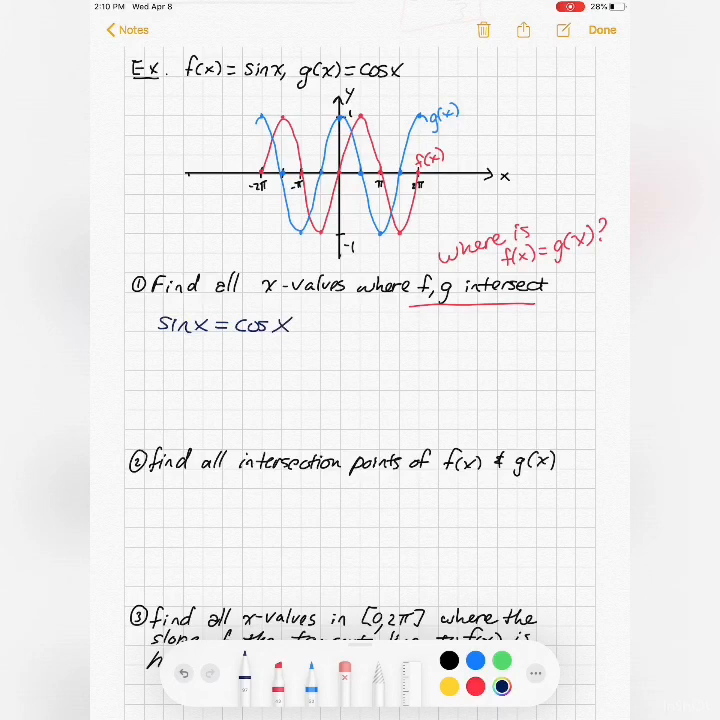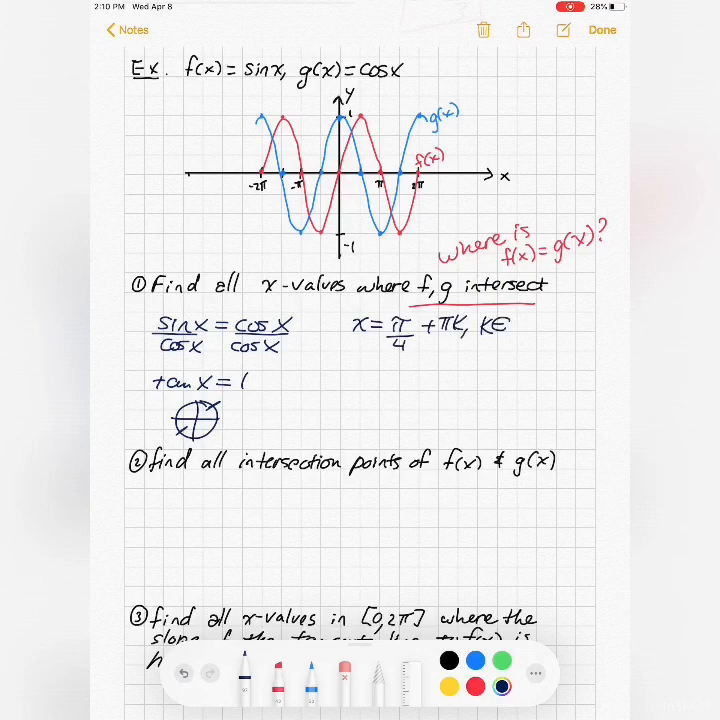Okay, how do I solve this? Well, I wonder if I try dividing both sides by cosine. Tangent x equals 1. Oh, let me see. I know how to solve that. Wouldn't that be pi fourths plus pi k, where k is an integer? Okay, so I found all x values where f and g intersect.